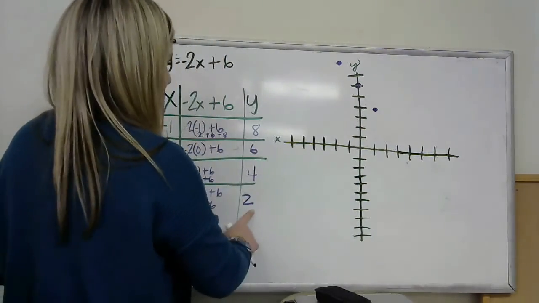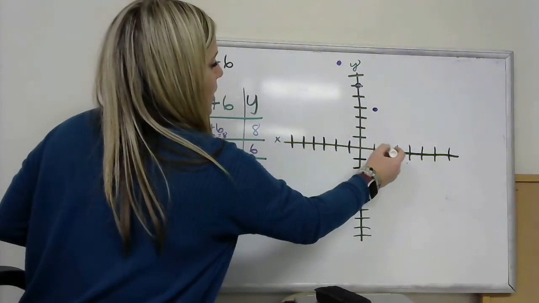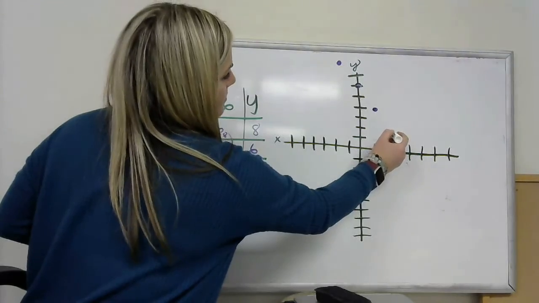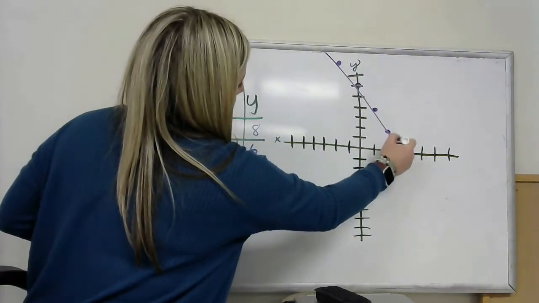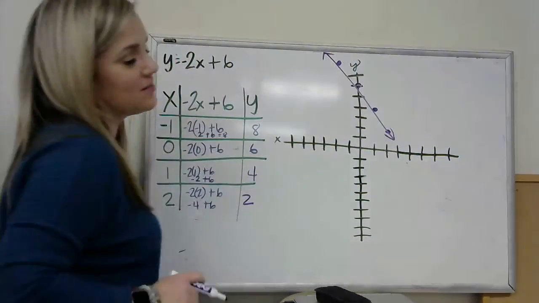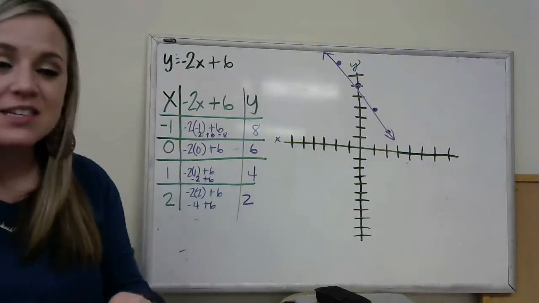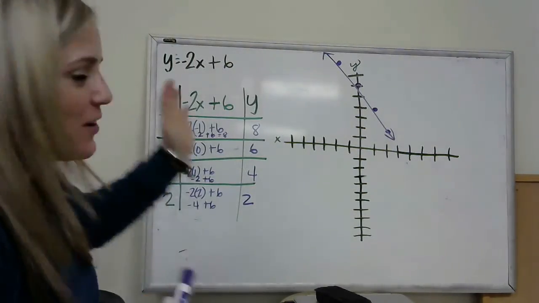And then 2 and 2. That's easy. So we go over 2, up 2. All right, now look at this. That is legit. And that's how you graph linear equations.